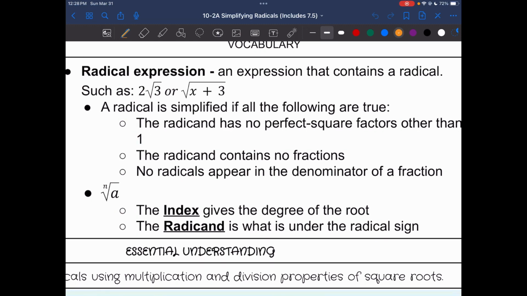A radical expression is an expression that contains a radical, such as 2 root 3 or the square root of x plus 3. So this symbol right here is the radical, right? A radical is simplified if all of the following are true. First, the radicand has no perfect square factors other than 1. Second, the radicand contains no fractions. And third, no radicals appear in the denominator of a fraction.